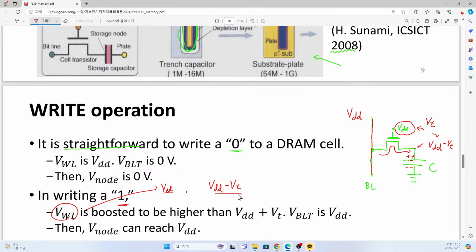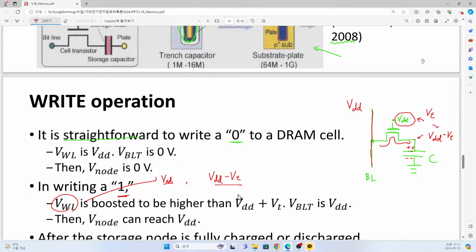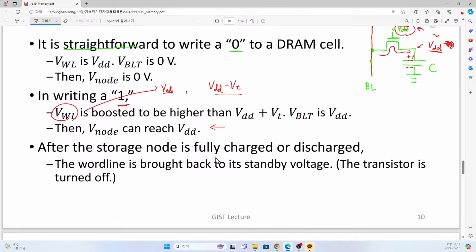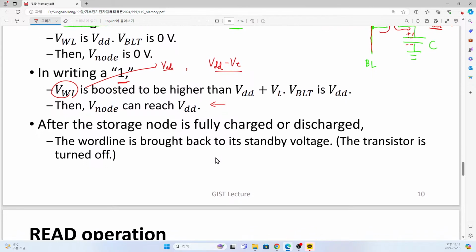So if we apply just a word line voltage equal to VDD, then our maximum expected storage value will be just VDD minus VTH. So in order to compensate for this effect, instead of this VDD, we apply a certain voltage at least higher than VDD plus the threshold voltage. Then it still has a certain margin, so we can increase our voltage up to VDD.